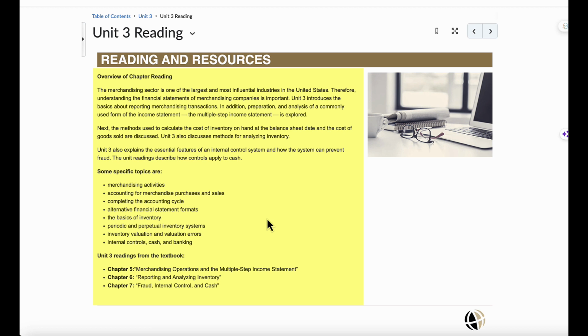So the unit will describe how controls apply to cash, and some of the topics that we will be discussing include merchandising activities, accounting for merchandise purchases and sales, completing the accounting cycle, alternative financial statement formats, the basics of inventory, both periodic and perpetual inventory systems, inventory valuation and valuation errors. Then we discuss internal controls, cash, and banking. And those are the readings for our Unit 3.